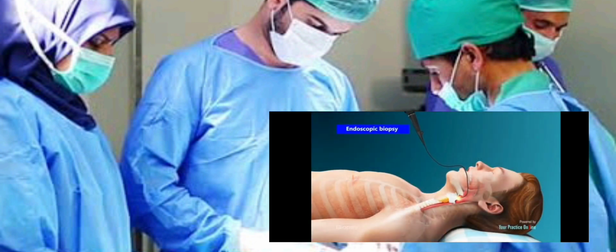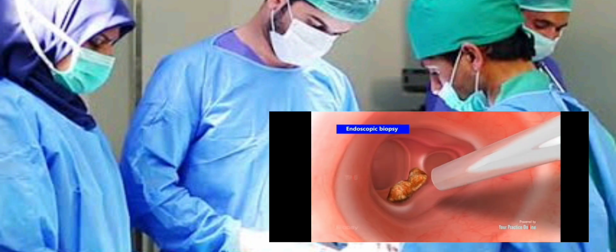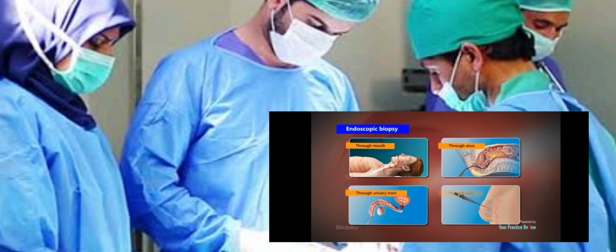Endoscopic biopsy. A biopsy may be obtained through an endoscope, a thin, flexible tube consisting of a lighted device and a camera. Depending on the area to be biopsied, the endoscope is inserted either through the mouth, anus, urinary tract, or through a small incision in the skin.